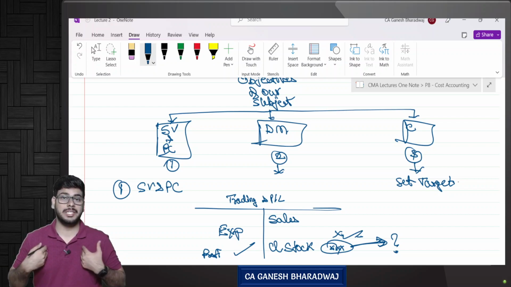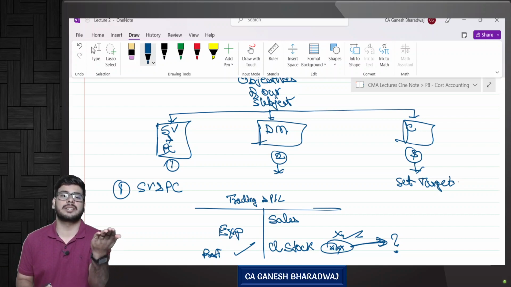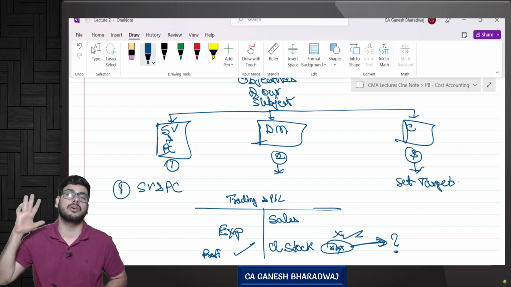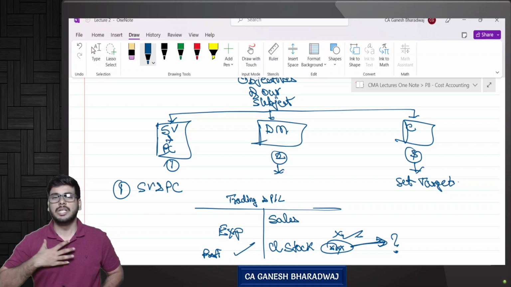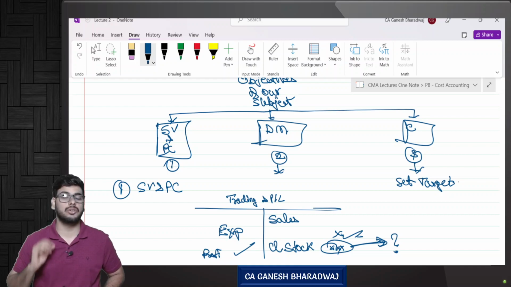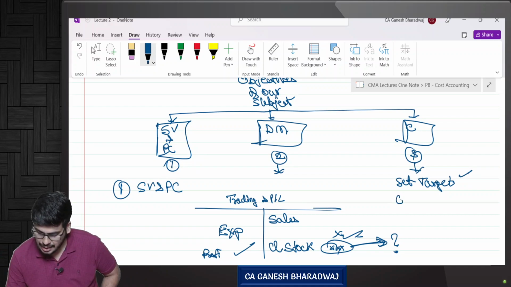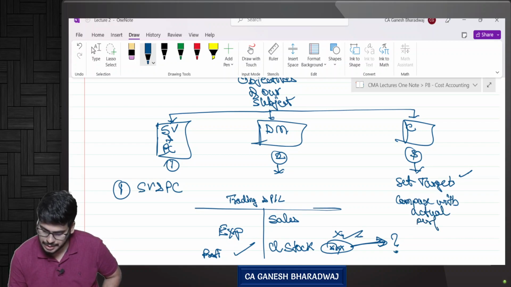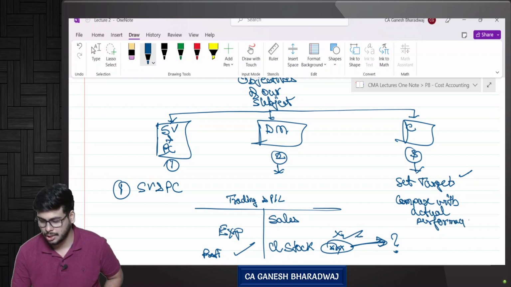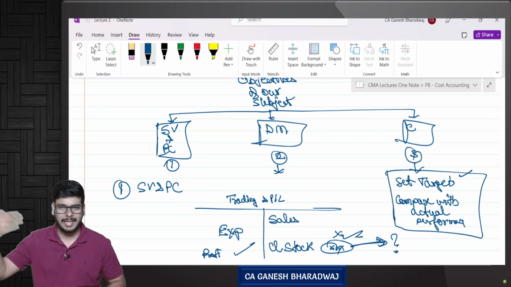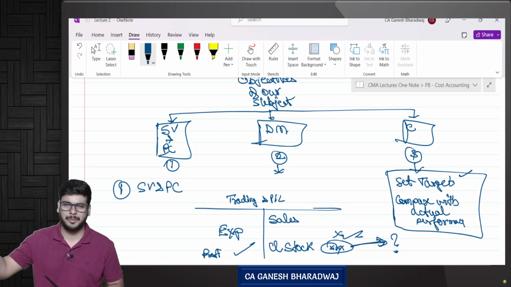So what the managing director will do is, he will compare the target with the actual performance, and then he will punish or reward the people accordingly. Are you clear? This is called control. The top management, how do they exercise control on the people working in the company? They will set targets and then compare with actual performance, and this process is called control. We will see this in detail later in chapters like budgeting and standard costing.